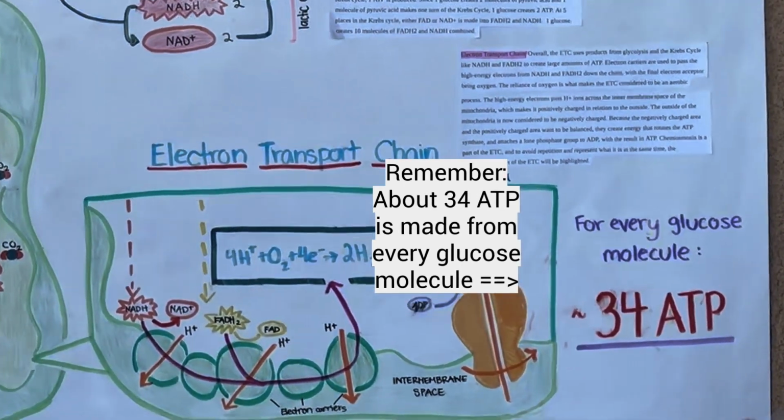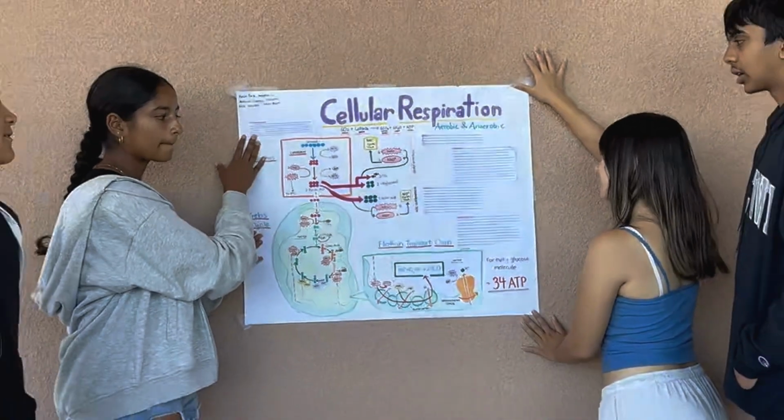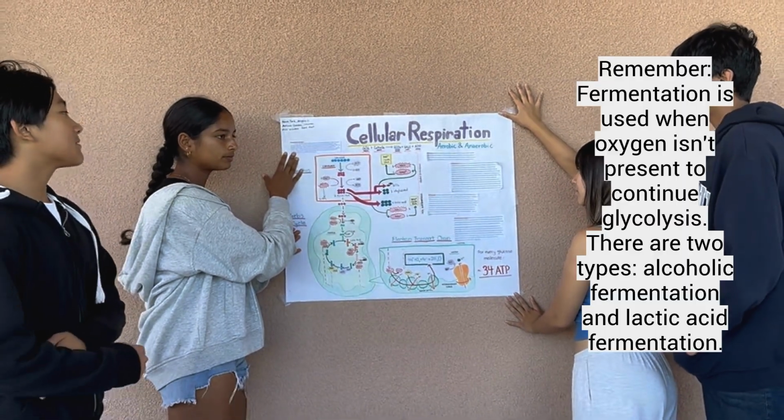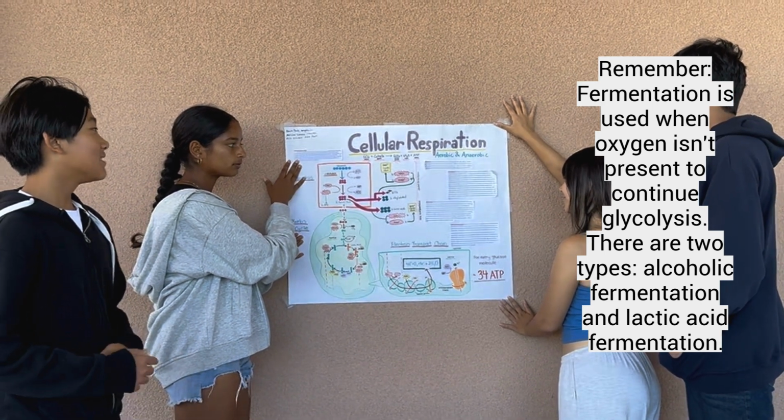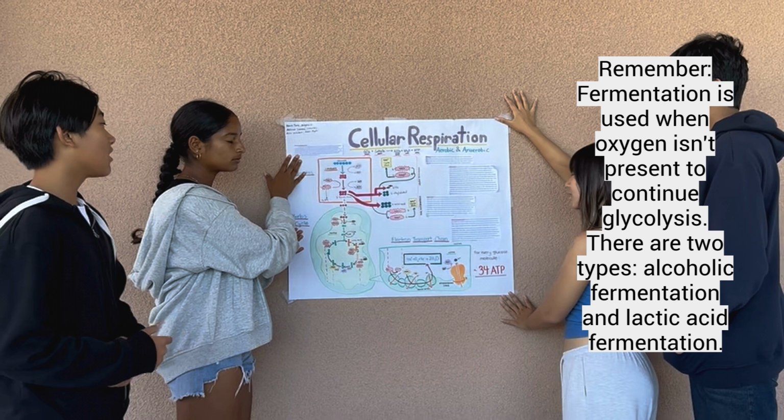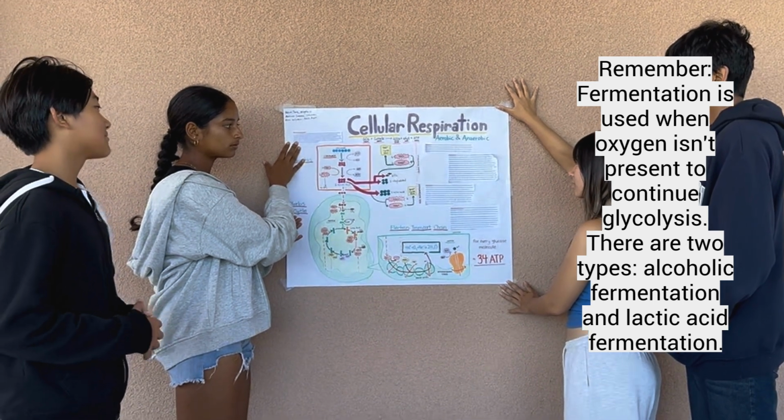In the absence of oxygen, organisms produce ATP via fermentation. The purpose of fermentation is to replenish NAD plus to continue glycolysis without oxygen. There are 2 types of fermentation, alcoholic fermentation and lactic acid fermentation.